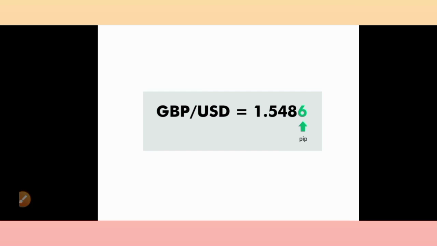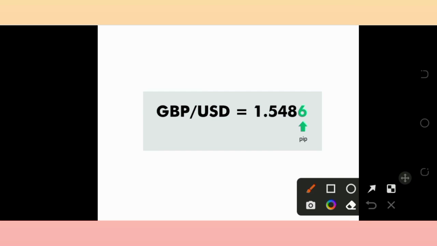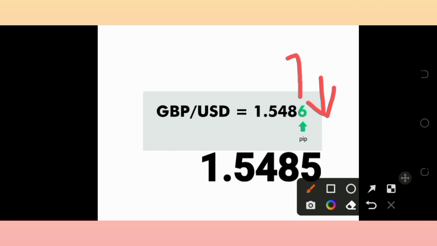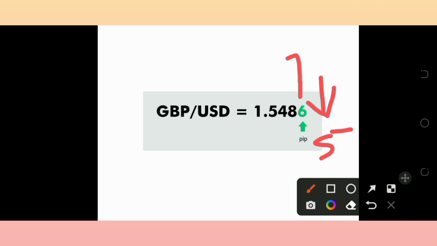So that is the fourth decimal place. Let's talk about if the price moves from 1.5486 to 1.5487, that tells you there is one PIP gain in price. But if it moves down to 1.5485, that is one PIP drop. That is just how to get your PIPs. Now this is for a major currency pair, which is GBP/USD. Most of the major currency pairs will have USD in them, so it's going to be the fourth decimal place for you to get your PIP.